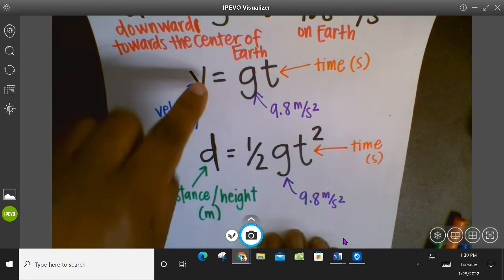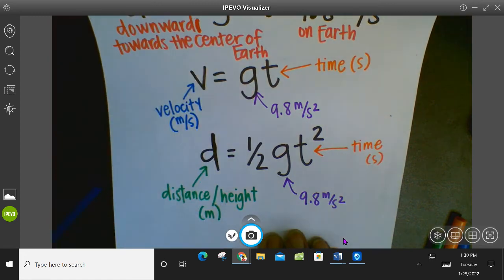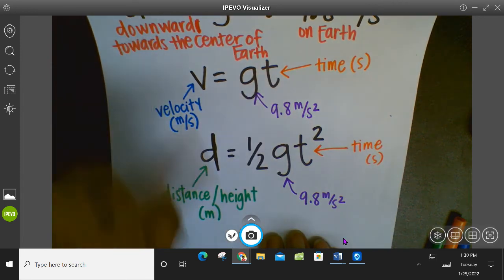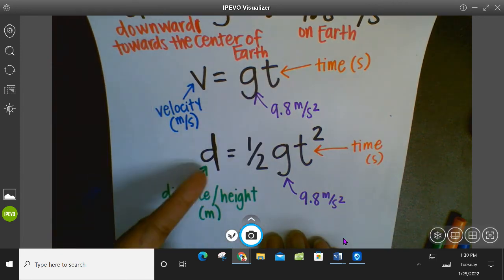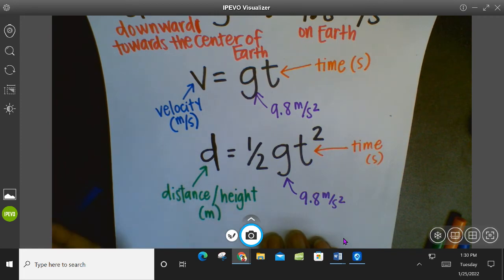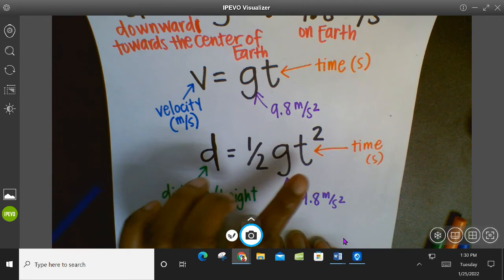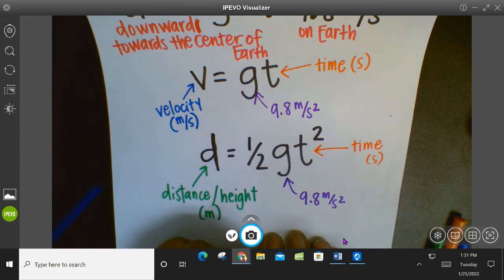Okay, so we may either use this equation here, v equals gt, where we take acceleration due to gravity, multiply it by time, and that'll give us the velocity. Or if we're solving for distance, or as they say height, it's 1/2 acceleration due to gravity times t squared.